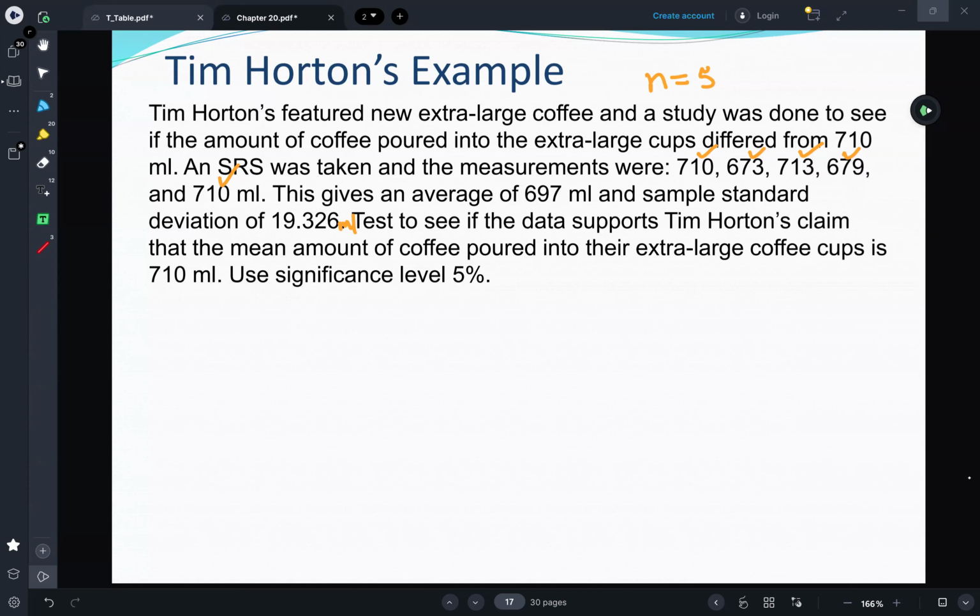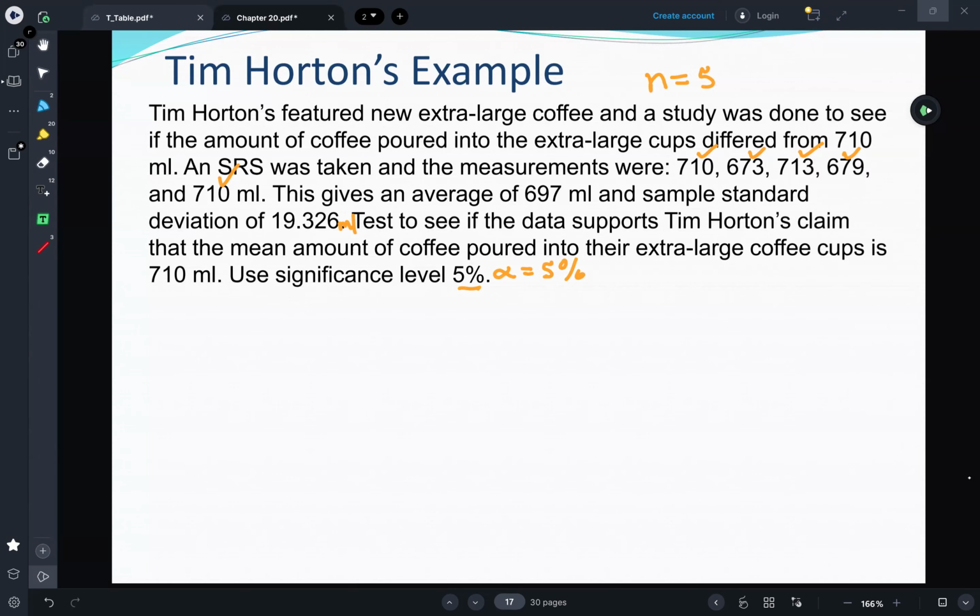Test to see if the data supports Tim Hortons' claim that the mean amount of coffee poured into their extra large coffee cups is in fact 710 milliliters. And we'll use a significance level of 5%. That's alpha, right? That's our 5%.